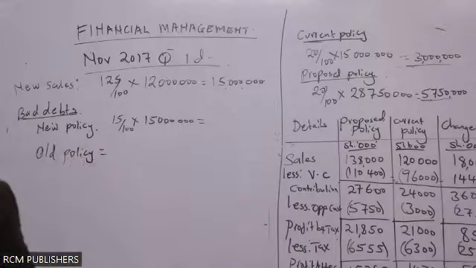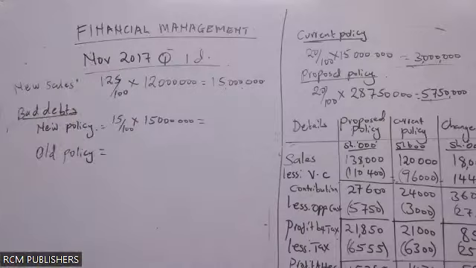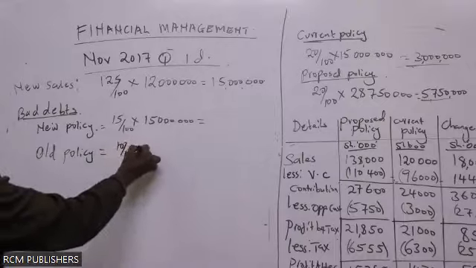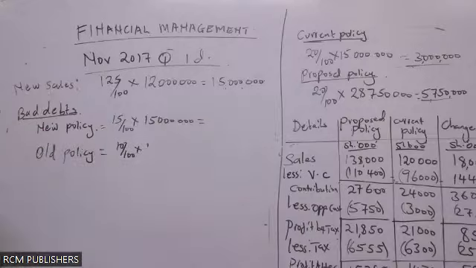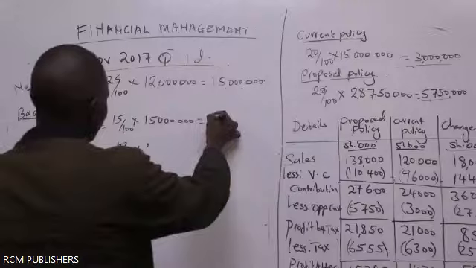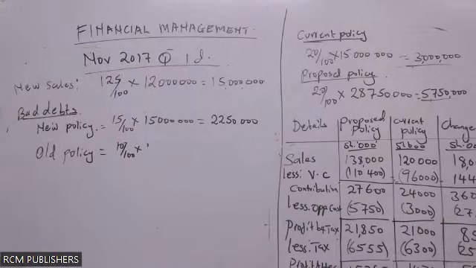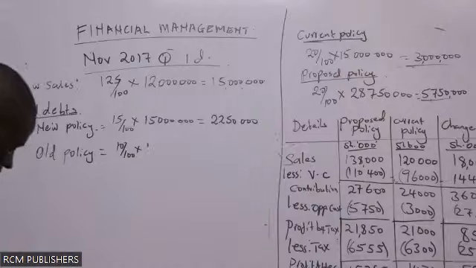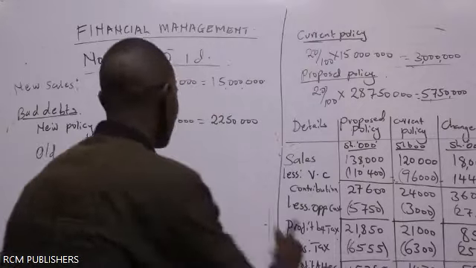So when I use those names, please don't get confused. It's the same. So the other one, remember, how much will bad debt be? 10% of 12 million, which is 1.2 million. Now we need to get the other one. How much will the other one be? Still 15 million.